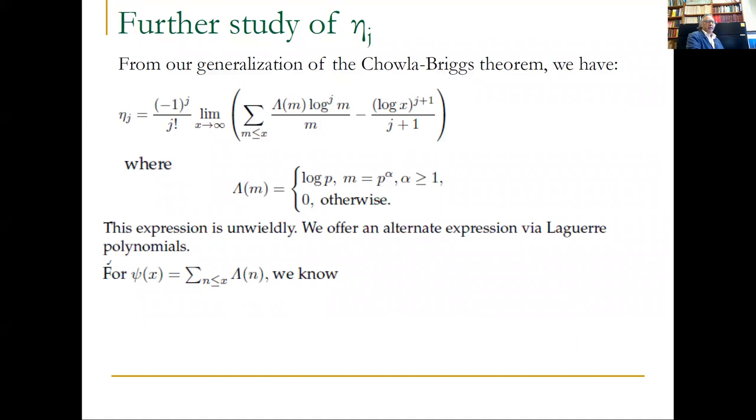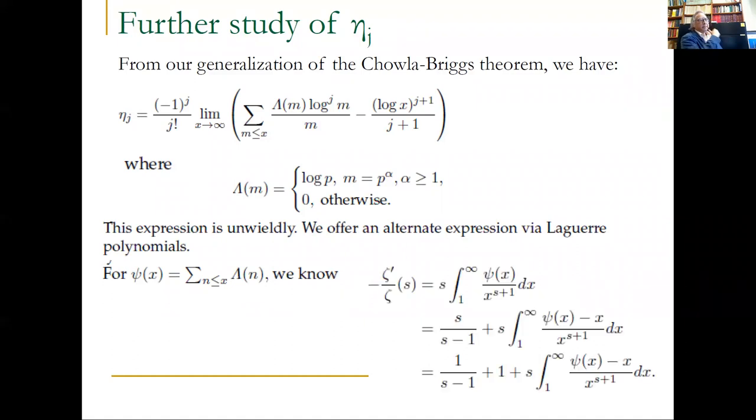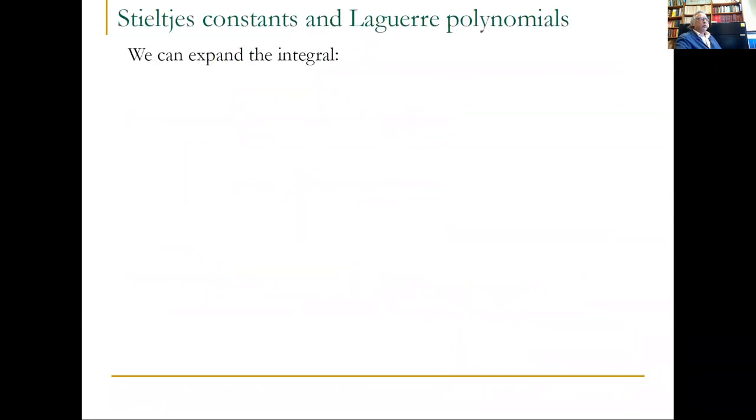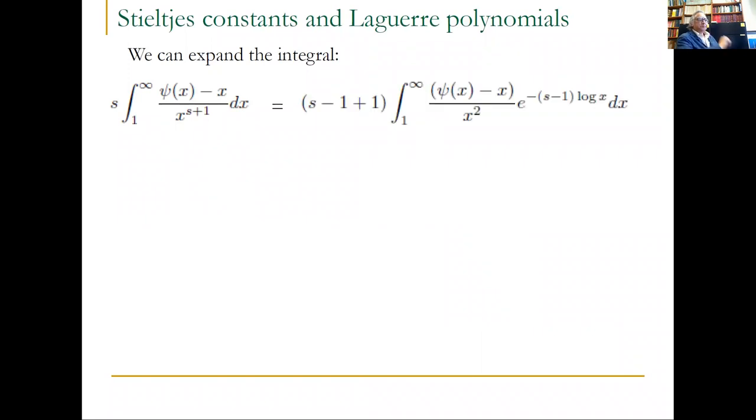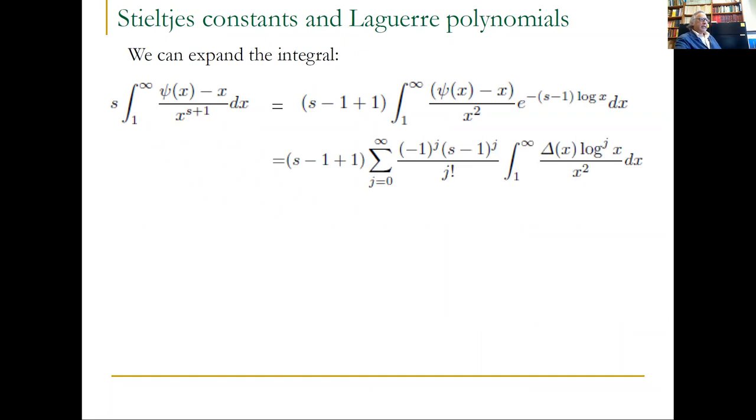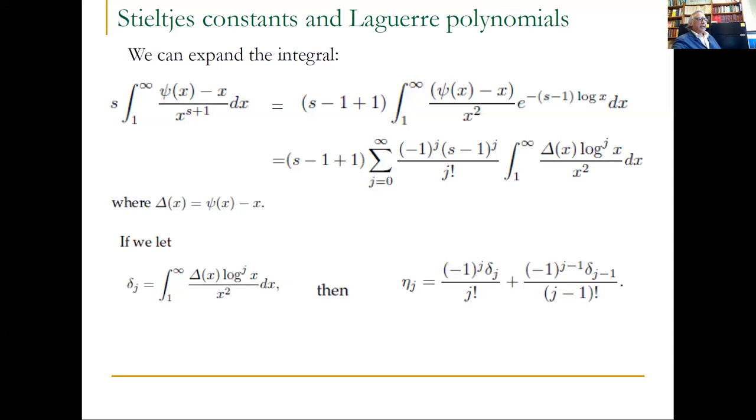So psi of x is the summation of lambda m over m less than x. And we can write minus zeta prime over zeta of s as the Mellin transform of psi of x. Doing the obvious, separating out the pole and writing the integral of psi of x minus x over x to the s plus one, allows you to expand the integral into a Laurent expansion and get a formula for all these eta_j's, I mean, these Stieltjes constants. So the Stieltjes constants can be written down in terms of the error function, where capital delta of x is minus psi of x minus x. If we let delta_j be the integral of delta of x times log to the j of x over x squared dx, then eta_j can be written as a difference of these two delta_j's.